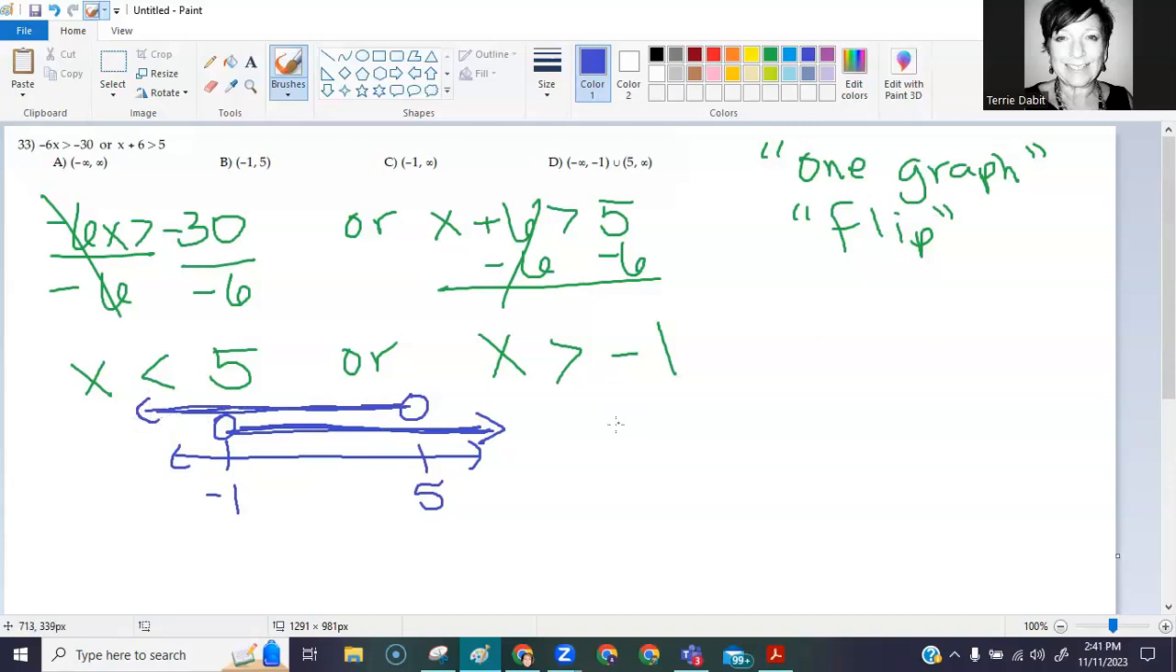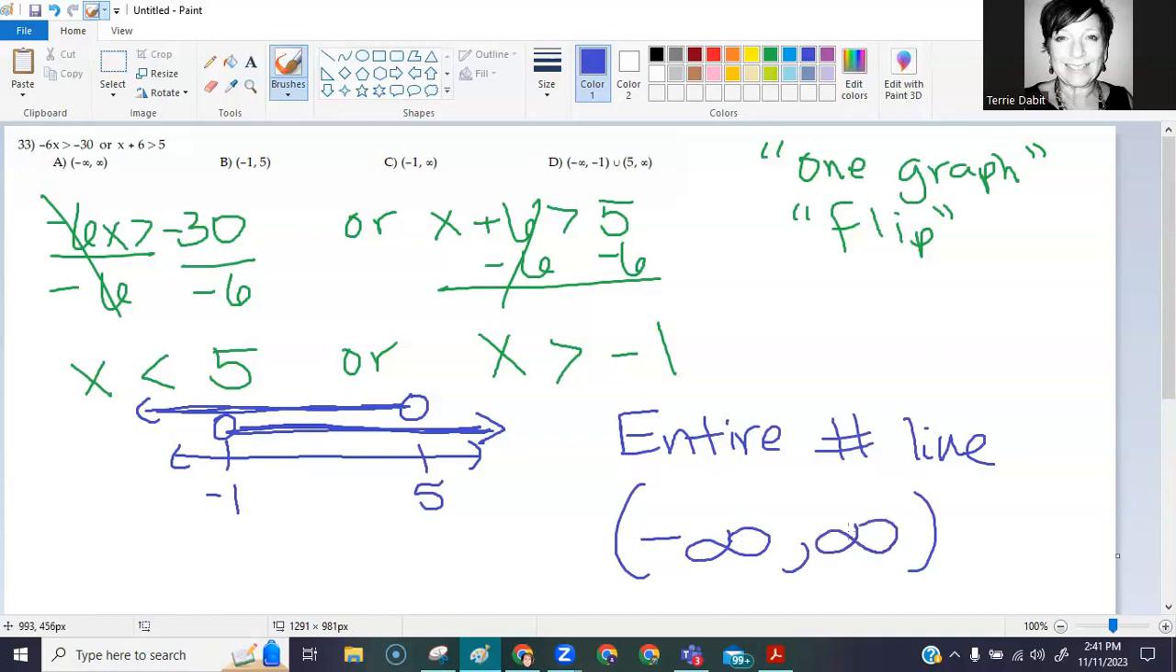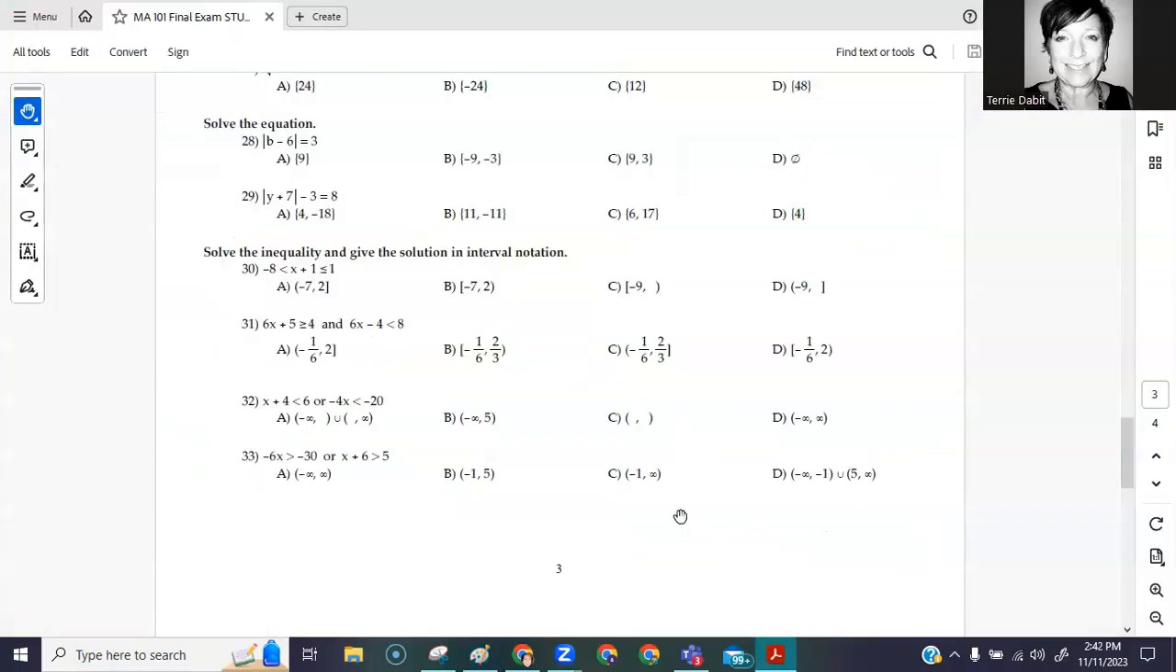Now the OR says you only have to see one graph. Yes, you can see both between negative 1 and 5, but this is not an AND problem. This is an OR problem. And so where are you seeing the graph? You're seeing it on the entire number line. And so what do we put if we use the entire number line? Negative infinity to infinity.